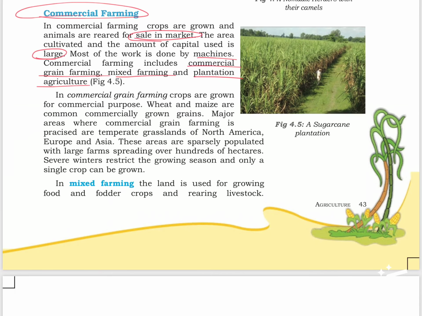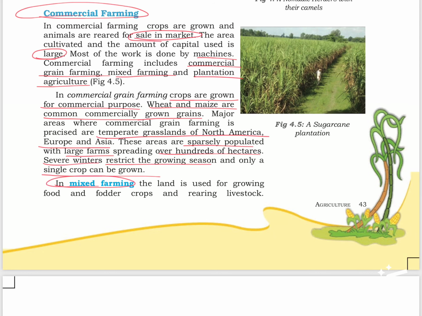So in commercial grain farming, crops are grown for commercial purpose. Wheat and maize are commonly commercially grown grains. The major areas where this type of farming is practiced are temperate grasslands of North America, Europe and Asia. These are sparsely populated with large farms spreading over hundreds of hectares. Only a single crop can be grown because of the severe winters which restrict the growing season.